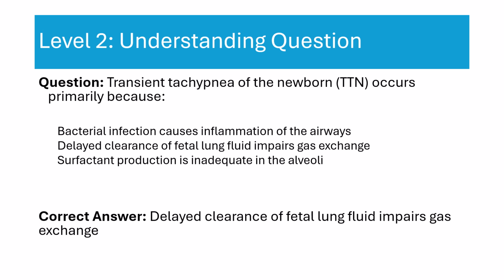You need to understand that during normal transition, fetal lung fluid is cleared through various mechanisms. And when this process is delayed, it leads to the clinical picture of TTN. Look at how all the options are explanations or mechanisms. Each describes a different pathophysiological process. To answer correctly, you can't just memorize a definition. You need to understand the relationship between retained lung fluid and the resulting tachypnea. This is why concept maps and explaining processes in your own words are crucial study strategies for understanding questions.